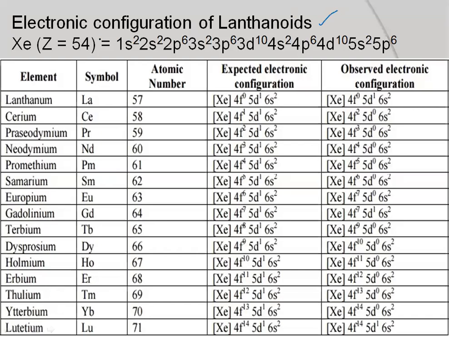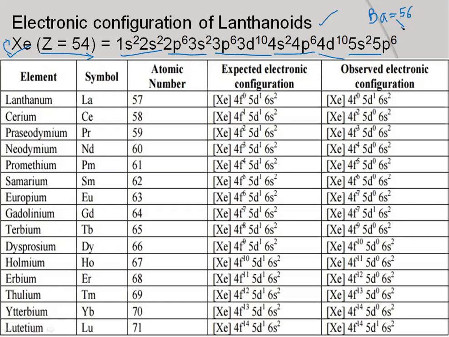Next is electronic configuration of lanthanoids. As I said earlier, lanthanum's preceding inert gas is xenon, whose atomic number is 54. So the configuration goes like 1s2, 2s2, 2p6, 3s2, 3p6, 3d10, 4s2, 4p6, 4d10, 5s2, 5p6. In case of lanthanum, the atomic number is 57. Before lanthanum, it is barium, whose atomic number is 56. That means 2 electrons more than xenon.